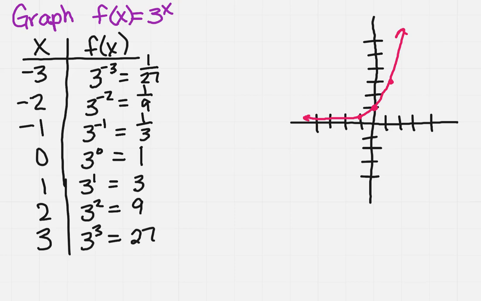Once I did that, I got the curve, and I know that since any of my negative exponents is becoming a smaller and smaller fraction, it's getting really, really close to 0, but it's never going to touch it. So I actually just drew it so it was getting closer and closer. So hopefully this is what your graph looks like.